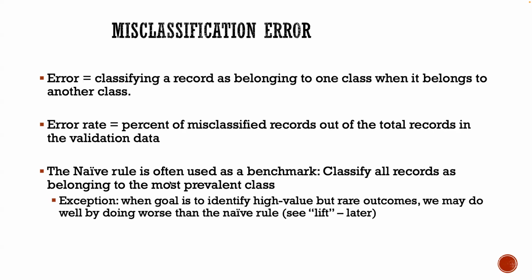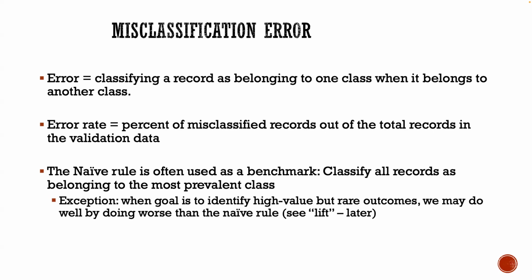We assume that all of them belong to the most prevalent class. So if our customer base is segmented into, let's say, high paying, medium paying, and low paying customers because of their characteristics, so some subsidy customers versus otherwise, and the medium paying customers are the largest number compared to the other categories, what the naive rule does is, for every new record it sees, it assumes that it belongs to the medium paying customer base.